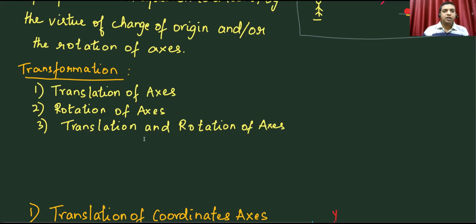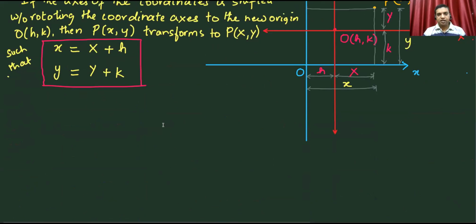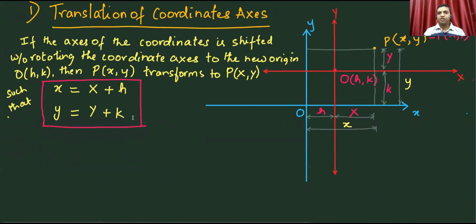In rotation of axis, which we'll be discussing today, we will not shift the origin. However, we'll just rotate the axis by an angle. And then you can have both translation and rotation. So yesterday we did this one, translation of the coordinates, translation of the origin.